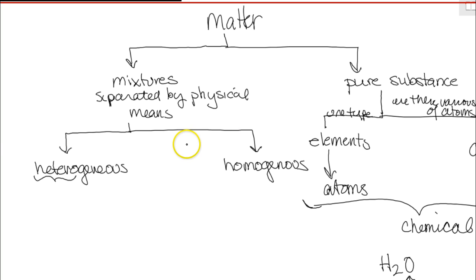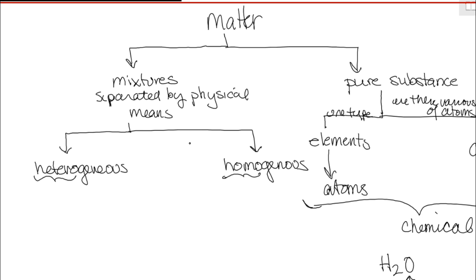The prefix hetero meaning different, the prefix homo meaning same. So if you can visibly distinguish the parts of the mixture, it is a heterogeneous mixture. For example, a mixture of salad, right? If you have lettuce and tomatoes and cucumbers, that is a heterogeneous mixture. You can see the separation of those parts.